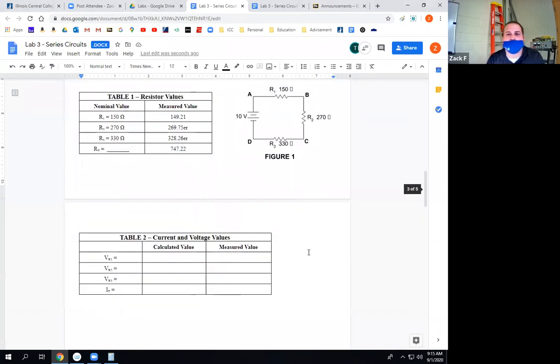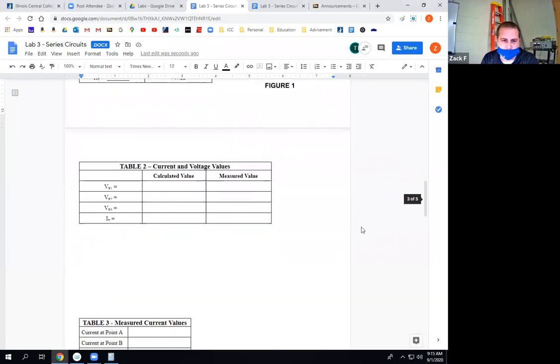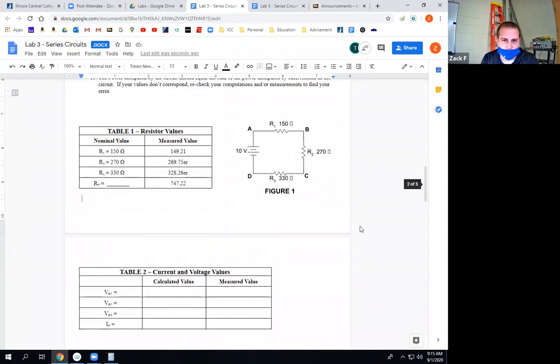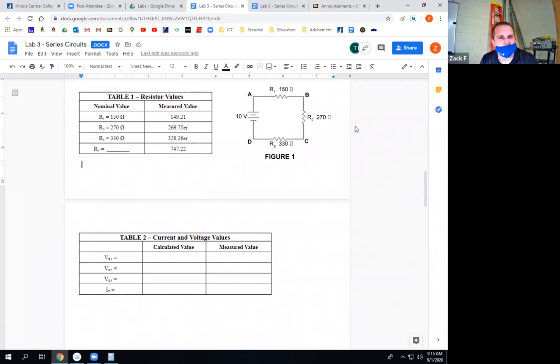So what is the voltage going to be at resistor 1? Point A. Say no, 10. How do you know? Because that's what's coming out of the power supply. Right.